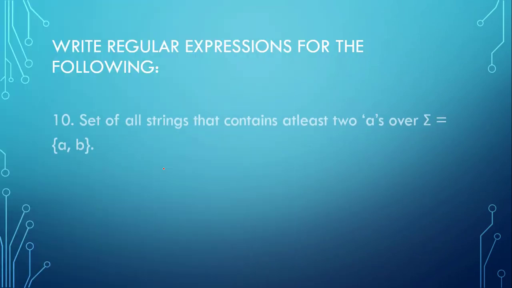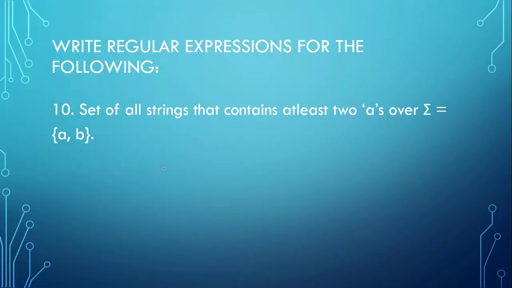Moving on to the last question of this session, set of all strings that contain at least two a's over the input a, b. Now let us just pause the video and try to solve this question. In case you are not able to solve it, you can come back and play the video and check the answer. Alright, so here the R will be equal to (a+b)* a (a+b)* a (a+b)*.